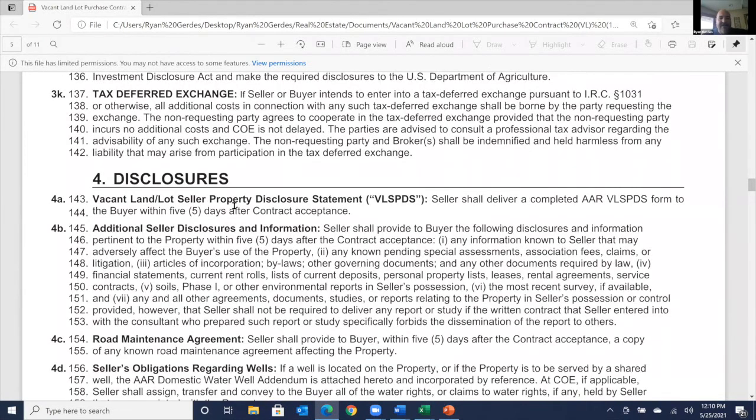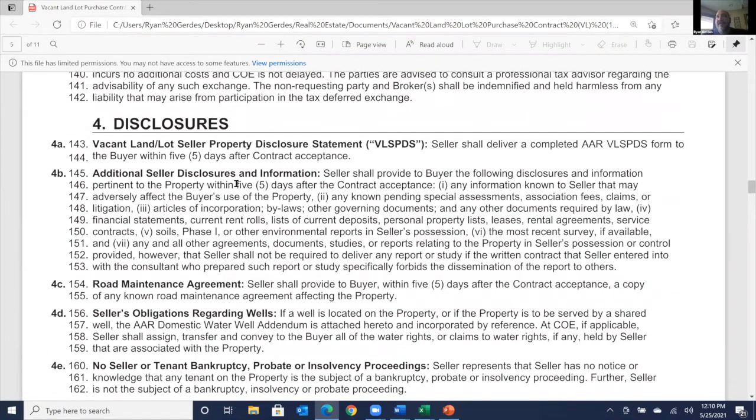Vacant land lot seller property disclosure statement. Seller, you have 5 days in order to fill out that document and send it over to the buyer to disclose anything and everything that you know about the property. If there are any other disclosures that the disclosure statement does not ask or does not prompt you for, it is still up to you to make sure to get that information over to the buyer.